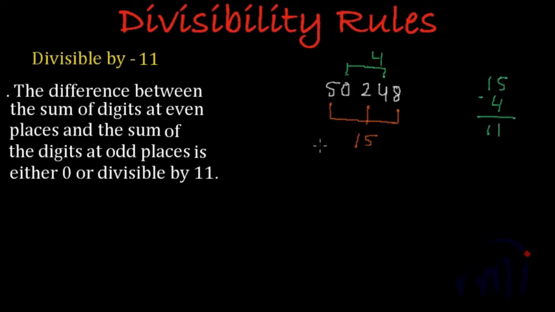And this 11 is the multiple of 11. 11 ones are 11, right? So this will be divisible by 11. Any number is always divisible by the number itself. 11 ones are 11, gives us remainder as 0, right? So this suggests that this number 50,248 will also be divisible by 11, right?